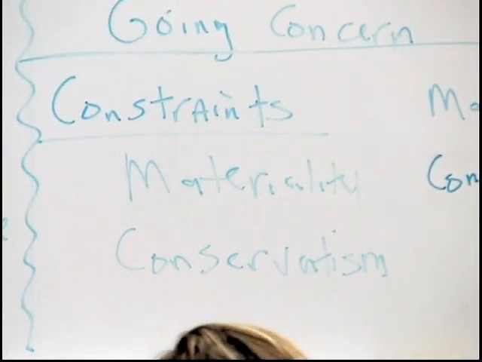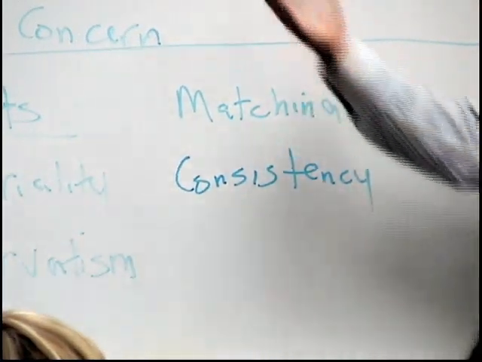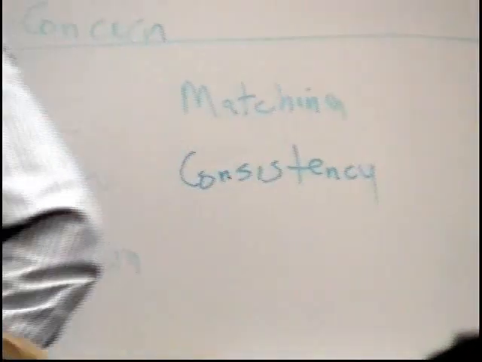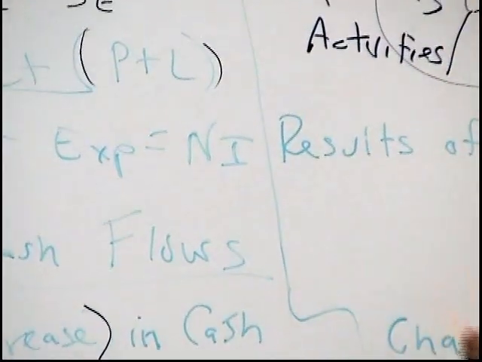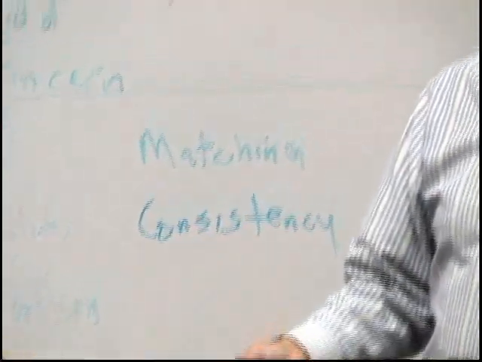Another thing we do, and I don't know if it's a constraint, but it's a concept: we try to match assets with liabilities. We match revenue with expense. We're really digging into matching. If you're going to show all your assets, show your liabilities. If you're going to report sales, report all your expenses during the period relating to those sales.